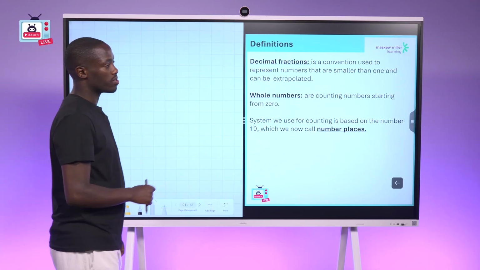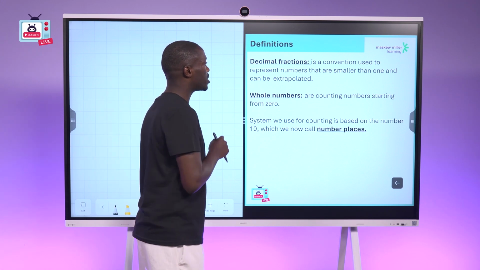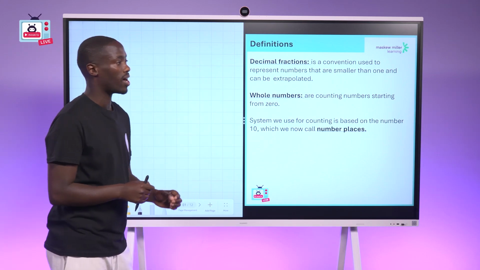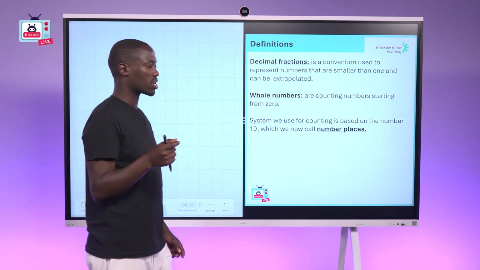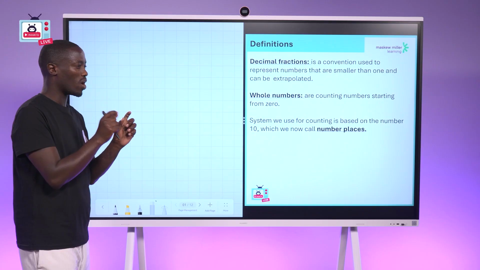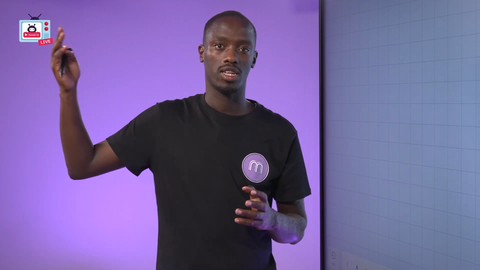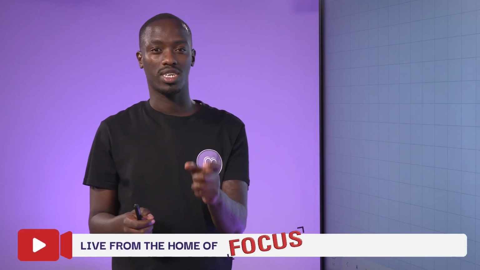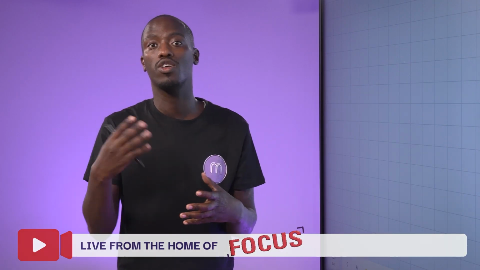Firstly, the definition of a decimal fraction. A decimal fraction is a convention used to represent numbers that are smaller than 1 and can be extrapolated. Remember, we worked with whole numbers. Whole numbers are numbers that start from 0 and go to 1, 2, 3, and so on. Those are what we call the whole numbers, which are the counting numbers starting from 0. Whenever you count, you start from 0, you say 0, 1, and so on, those numbers that you are calling out are actually what we call the whole numbers.